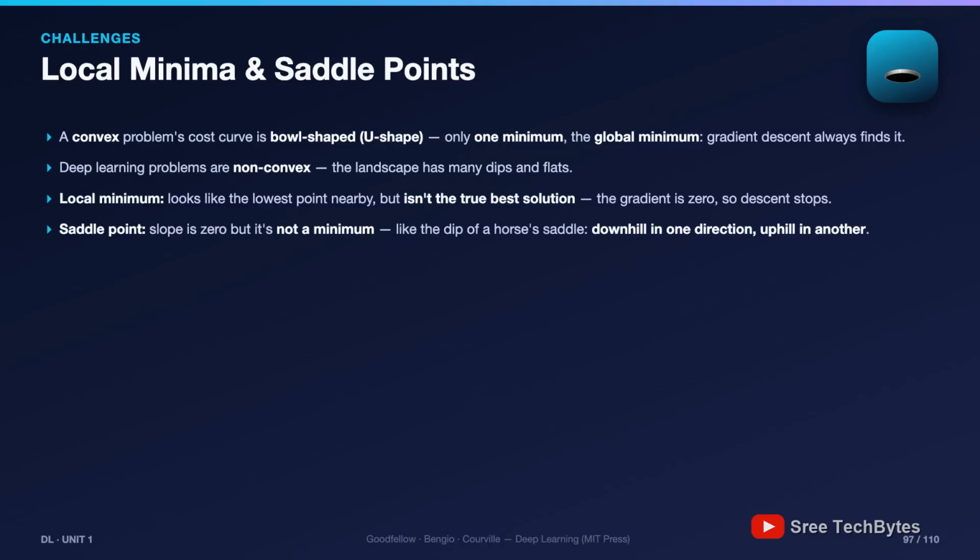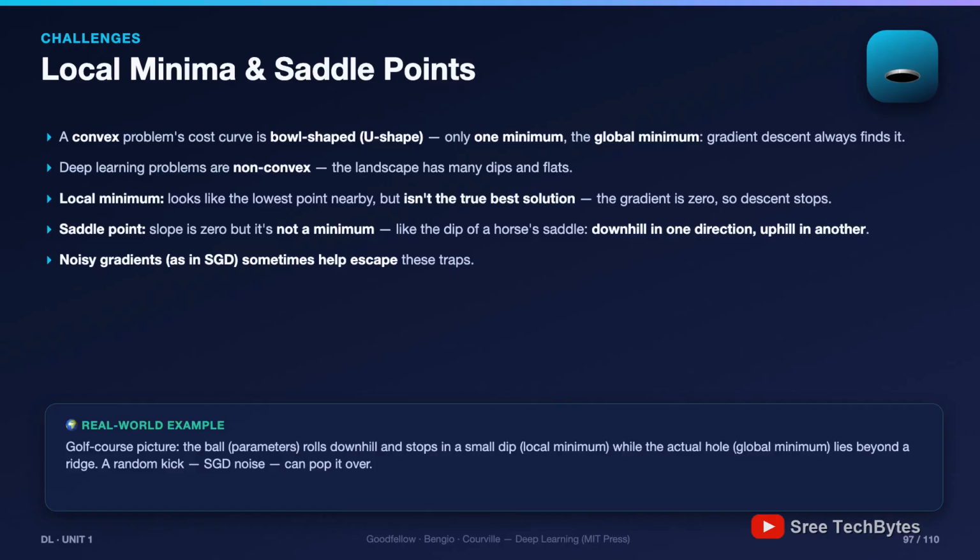Trap 2, subtler, the saddle point. Slope 0 but not a minimum, shaped like a horse's saddle, downhill ahead, uphill to the sides. Surprising fact from high-dimensional geometry: with millions of parameters, saddle points vastly outnumber local minima. To be a true minimum, you must curve upward in every one of a million directions at once. And the practical medicine, you already know it: SGD's noise, the random kick that pops the golf ball out of the divot.